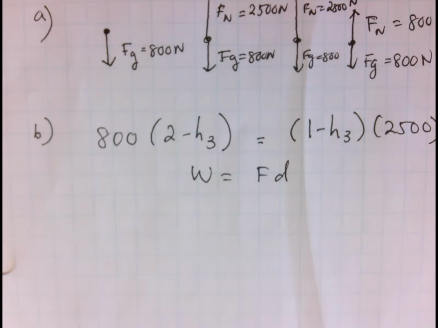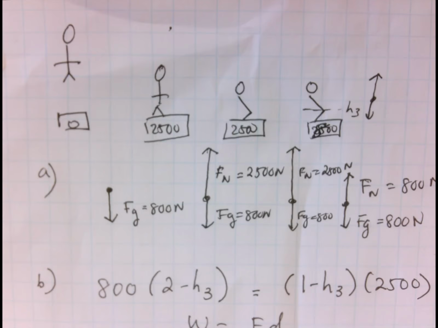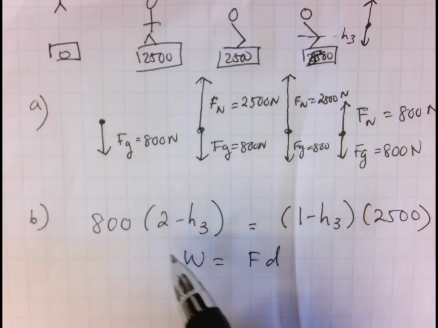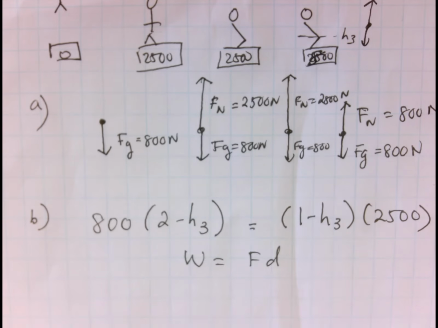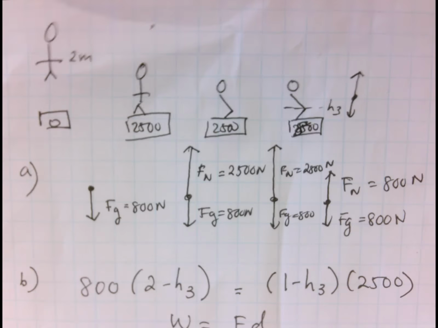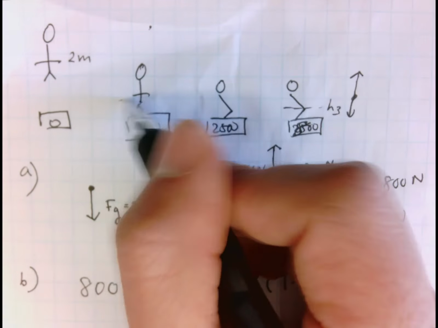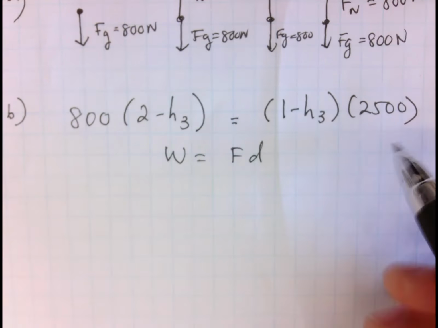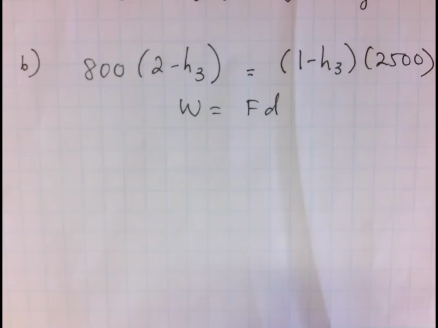And all these are given because the initial height is 2 meters here, and the final height is h3, which is why the distance for the force of gravity is 2 minus h3. Whereas the normal force doesn't act on the person until they reach height 1, which is given here. And then the total span that it acts on the person is from 1 to h3, which is why we have this equation here. So now we can just solve the equation.